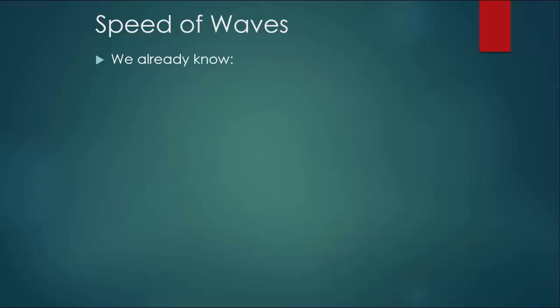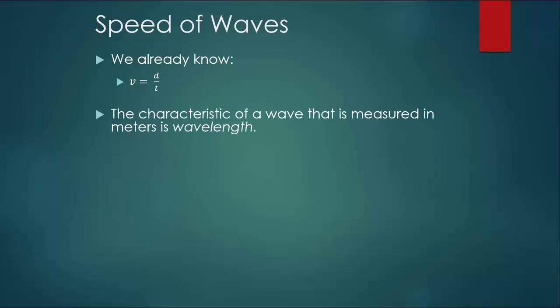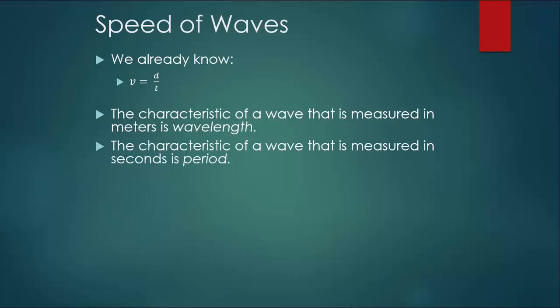Watch. Let's start with something we already know: v equals d over t. Speed equals distance over time. Now let's think about the new stuff that we learned. The characteristic of a wave that's measured in meters, like distance, is wavelength. And the characteristic of a wave that's measured in seconds, like time, is period.